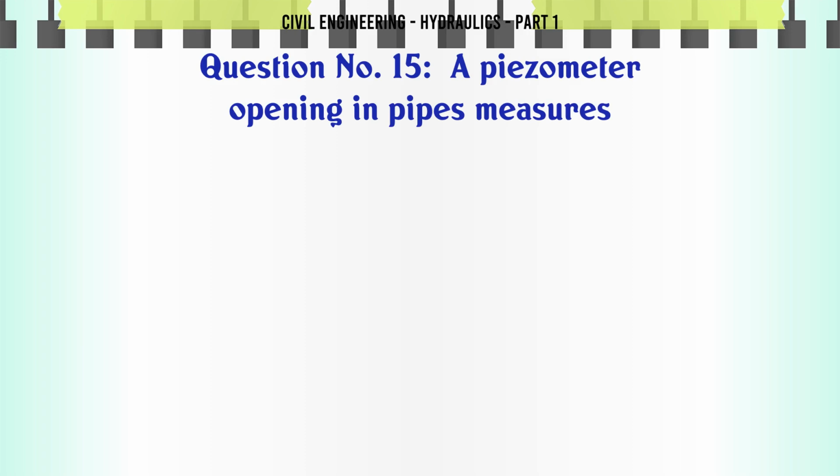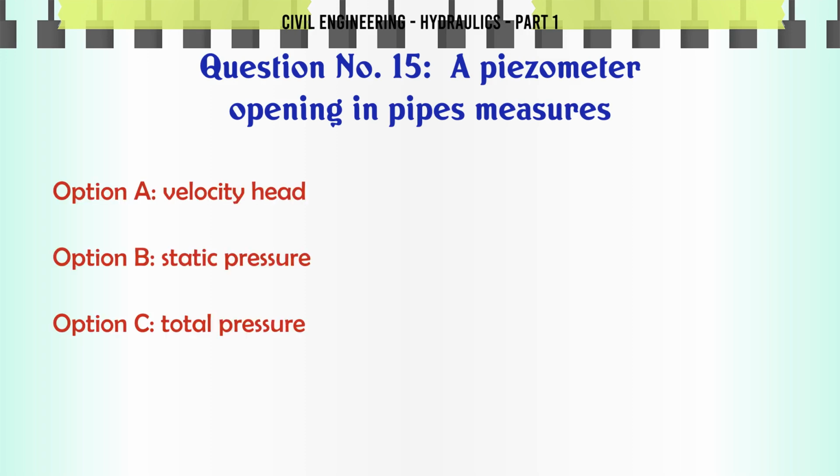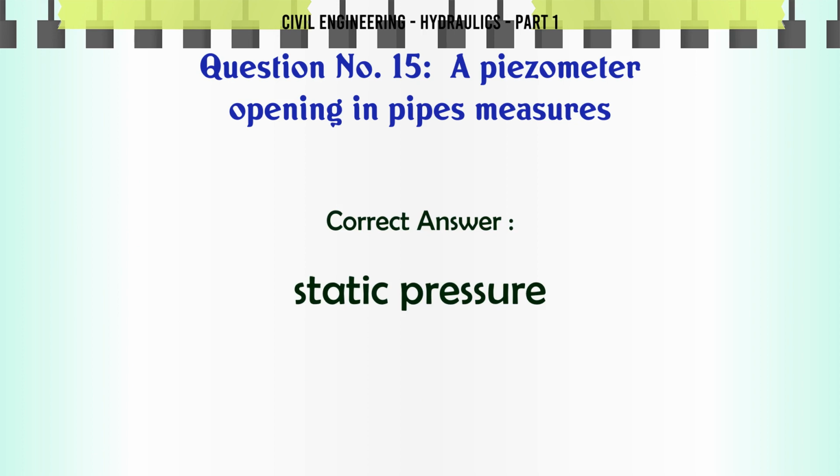A piezometer opening in pipes measures: A. Velocity head, B. Static pressure, C. Total pressure, D. Negative static pressure. The correct answer is static pressure.